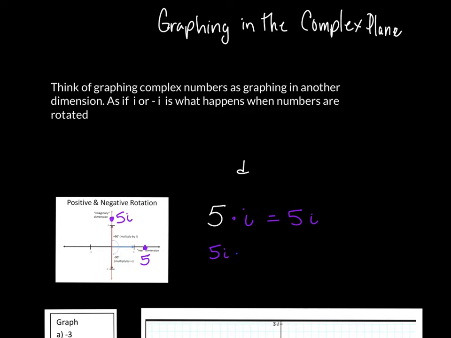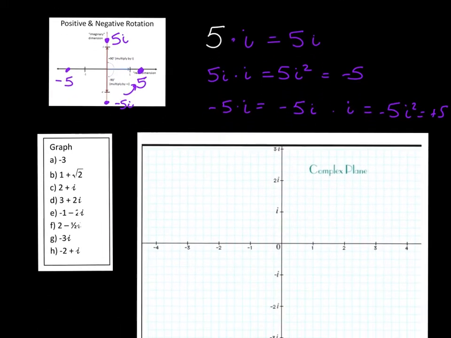Now if I take 5i and multiply it times i again, that will give me 5i squared, which is negative 5, and that's back down in the real dimension at negative 5. One more time, I take negative 5 and multiply it times i, which gives me negative 5i, which is another 90-degree rotation down. And if I do that one more time, multiply negative 5i times i, I get 5 times i squared, which is going to lead me right back to where I started, at 5. So every time I multiply times i, I'm doing a 90-degree rotation.